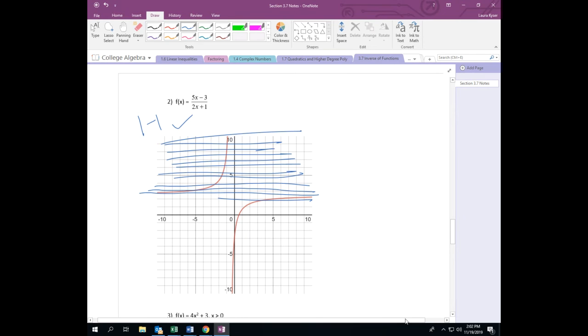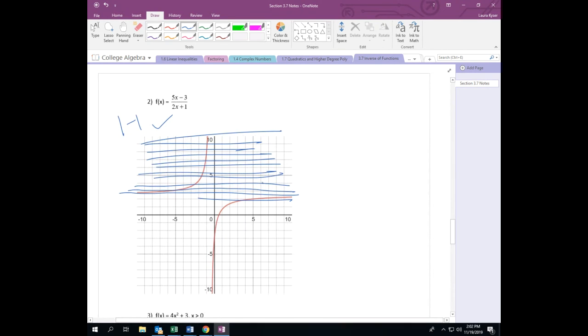Now, this is going to be a little tiny bit more involved in the inverse because of the fact that it is this rational function. I still want to start by writing it as y equals 5x minus 3 over 2x plus 1.